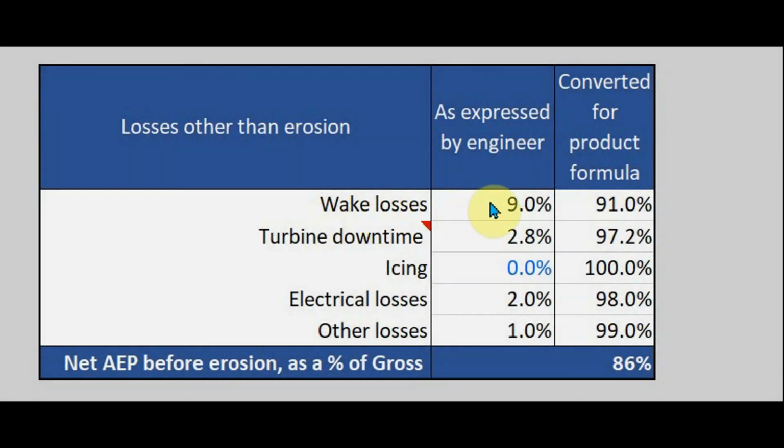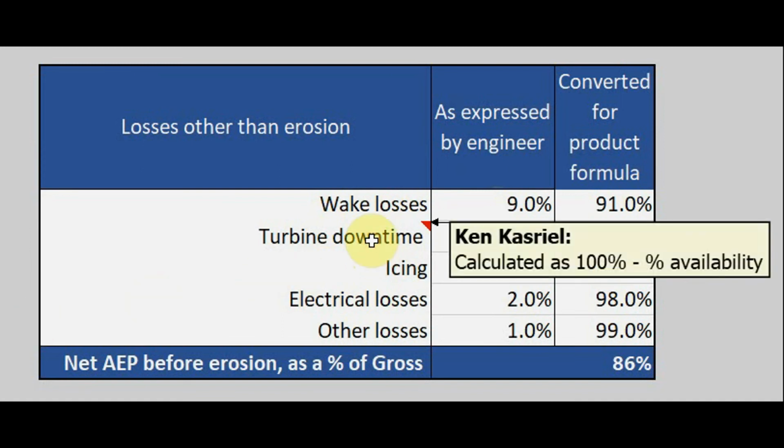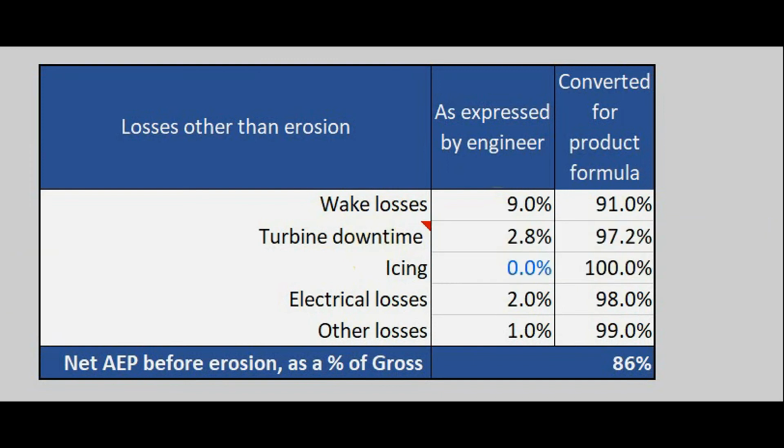Okay, so that takes care of wake losses, which is the big one. What about some of these others? Yeah, so let's go through these one by one, starting with turbine downtime. And so as it's shown here, as expressed by the engineer, the 2.8% downtime, its inverse, which is shown in the next column, the 97.2%, that's what's called the turbine availability.